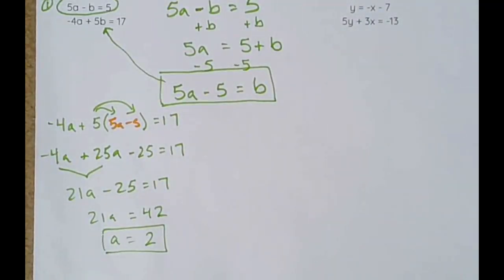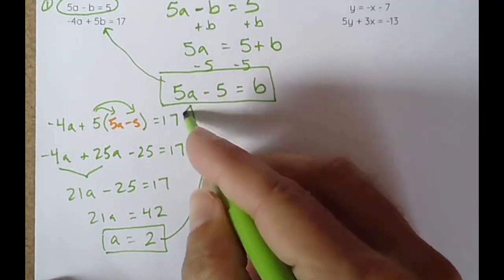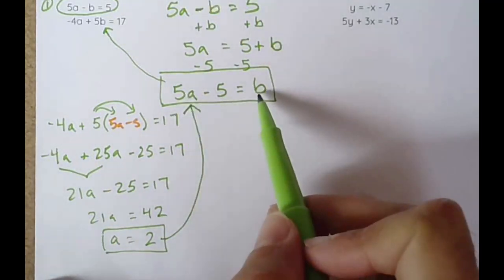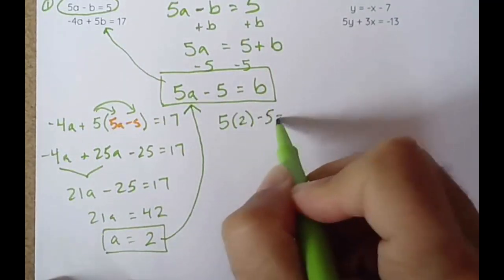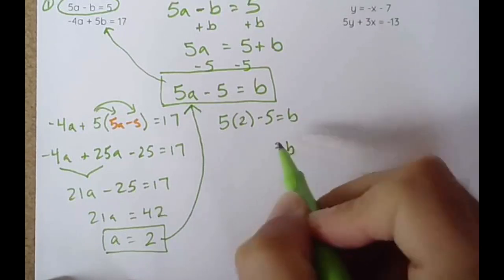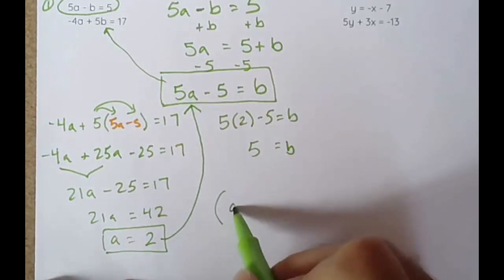Substituting that in up here to help find that b, it's 5 times 2 minus 5 equals b. b is equal to 5. I got a's, I got b's, alphabetical, a comma b. So 2 comma 5.